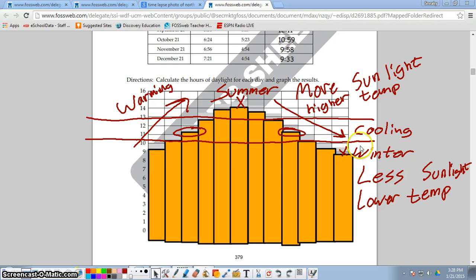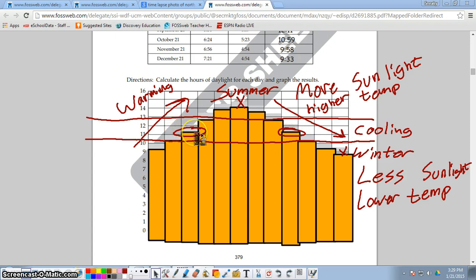And then we get our coldest or lowest hours of sunlight in the winter, which makes sense. Since we're getting lower hours of sunlight or less hours of sunlight, we're also going to be getting lower temperatures. We're not getting as much energy from the sun. With less energy from the sun, the atmosphere on the Earth is less energetic, and we get lower temperatures on Earth.